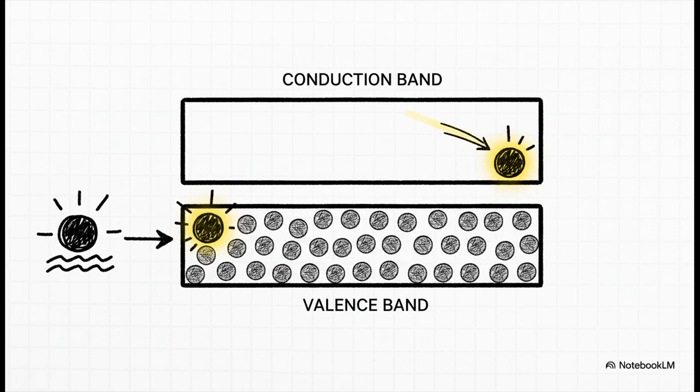And this is where the magic happens. The semiconductor. It's the Goldilocks material. It has a band gap, yes, but it's not too big and it's not too small. It's just right. It's like a small stepping stone instead of a giant canyon.